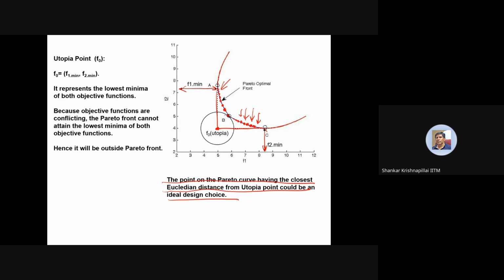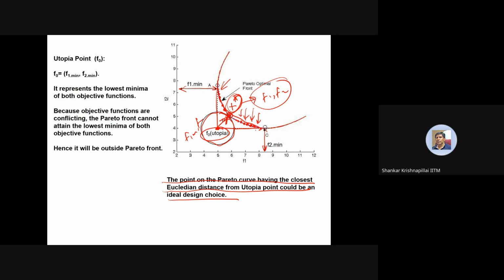From the utopia point, you draw a circle which just touches the Pareto optimal front, and this point can be taken as X star. It is closest to the combined minima of F1 minimum and F2 minimum. So this combination of F1 and F2 is the best choice for the engineer. This is how the Pareto optimal front is used in practice.